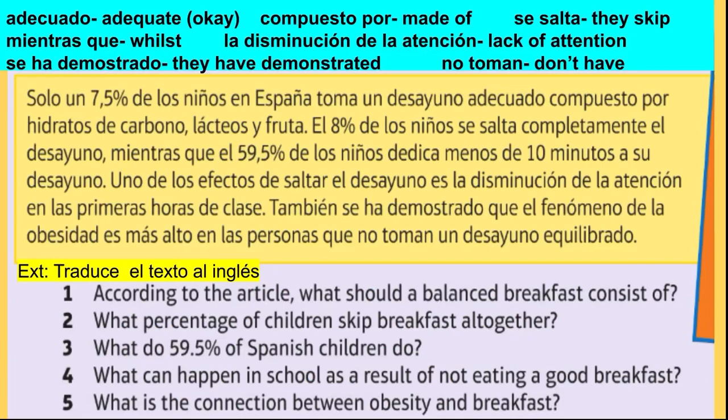What is the connection between obesity and breakfast? If we have a look down here, it says, también se ha demostrado que el fenómeno de la obesidad es más alto en las personas que no toman un desayuno equilibrado. Now, we spoke about that word alto before and how it means high. So if we skip forward from la obesidad, obesity is much higher in people that no toma means don't take, but in this sense it's don't have a balanced diet. Okay, so you can always rewind and check some of that vocab.